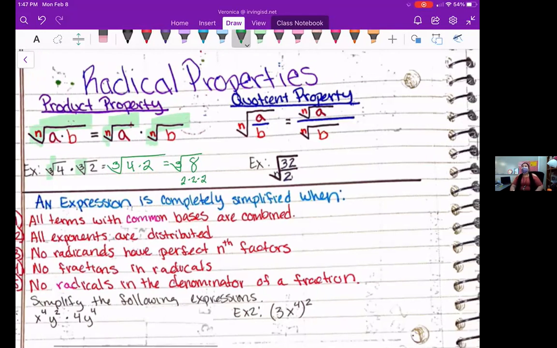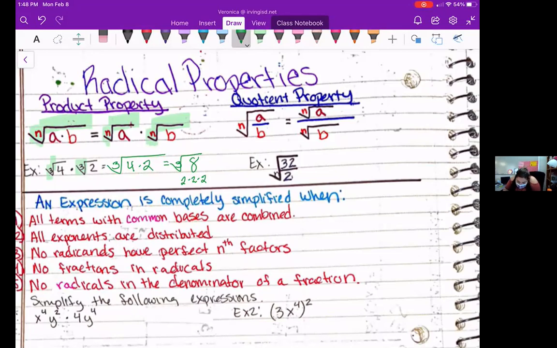Quotient property, same thing, but with division, right? So if you have a fraction inside of the radical, you can separate it into 2. Why is this helpful? Because sometimes, if they're separated, either the numerator or denominator is a perfect root of whatever you're looking for, and the other one isn't, okay? If you keep them together, it's harder, but if you keep them separated, you can simplify one over the other.